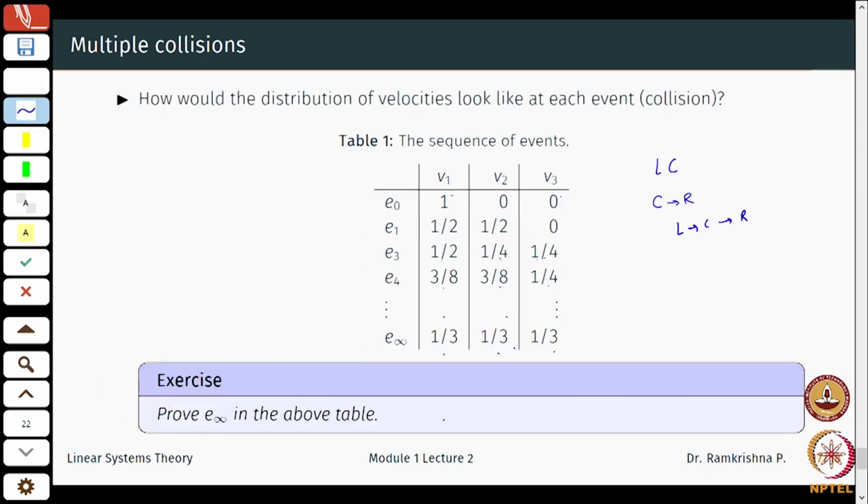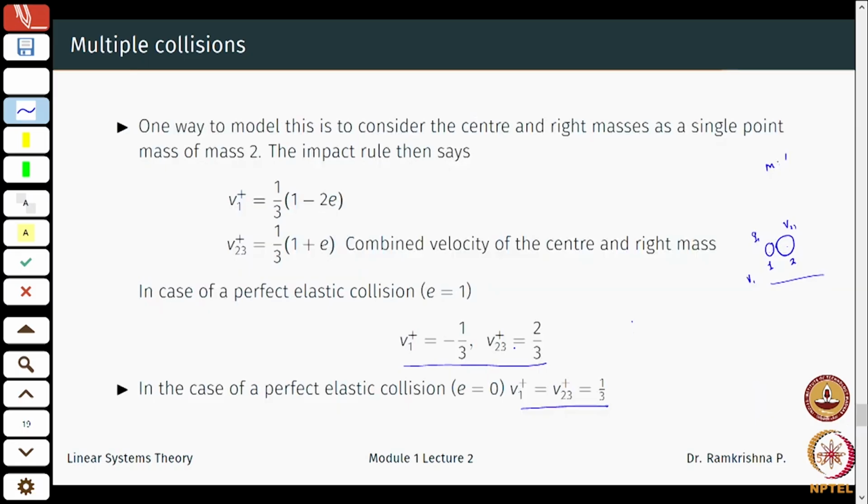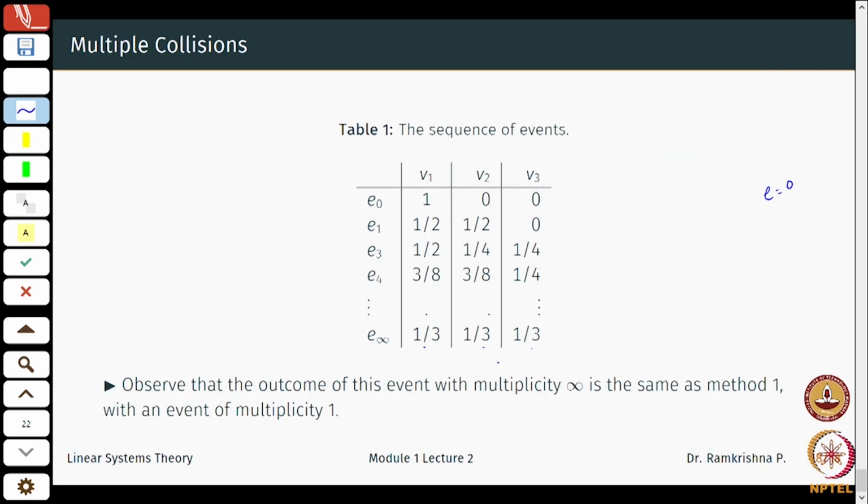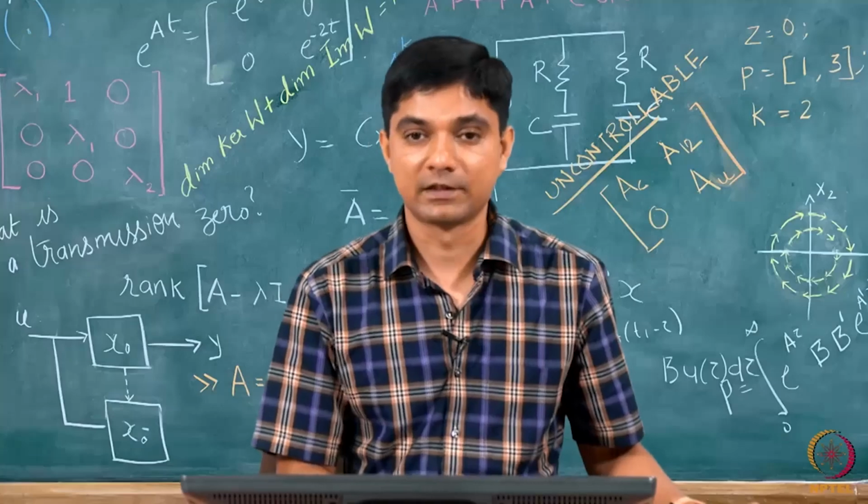Now, let us go back to the situation where we had considered the collisions as if a particle of mass m is colliding with a particle of mass 2, where these two other point masses were clubbed together. You see this one? They are actually the same. Think of why this happens. The outcome of this event with infinite events, which I call the event of multiplicity infinity, is the same as method 1 with an event of multiplicity 1. Think of why this happens as we do a few more examples in the next lecture.